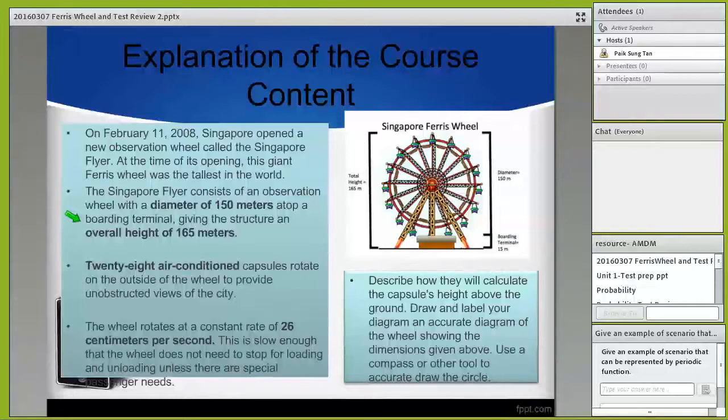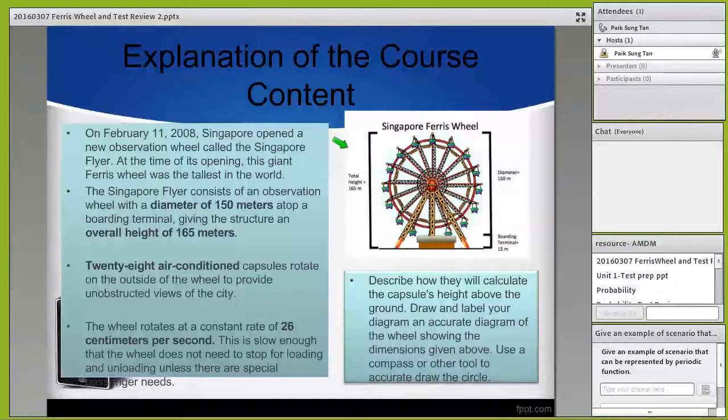28 air-conditioned capsules rotate on the outside of the wheel to provide unobstructed views of the city. The wheel rotates at a constant rate of 26 centimeters per second. This is slow enough that the wheel does not need to stop for loading and unloading unless there are special passenger needs. Describe how you would calculate the capsule height above the ground. Draw and label your diagram, an accurate diagram of the wheel showing the dimensions given above.